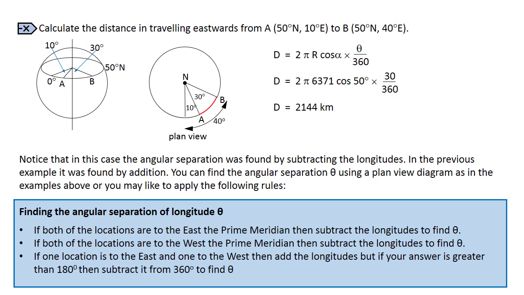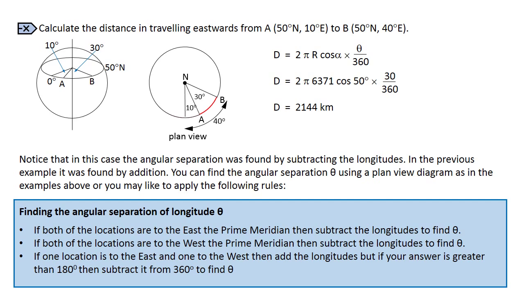Notice that in this case the angular separation was found by subtracting the longitudes. In the previous example it was found by addition. You can find the angular separation theta using a plan view diagram as in the examples above, or you might like to apply the following rules.